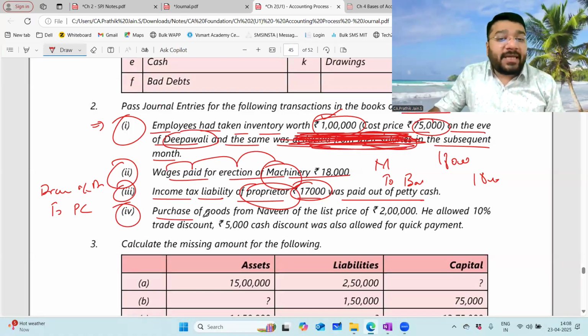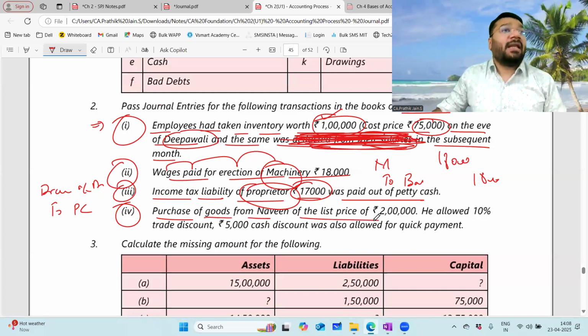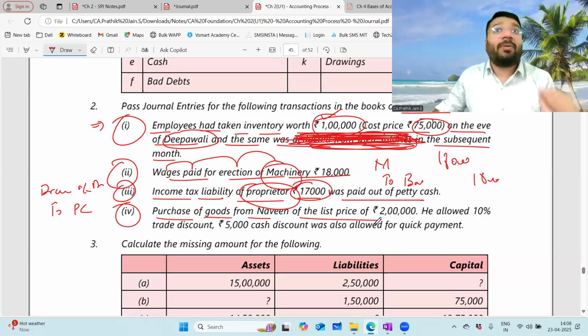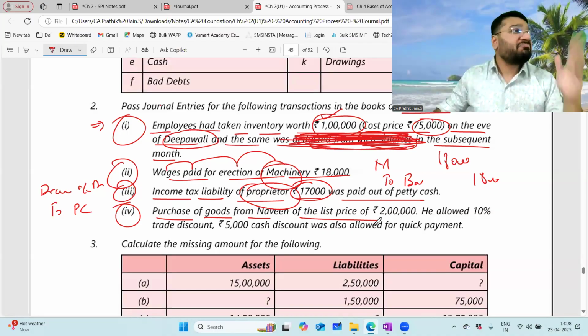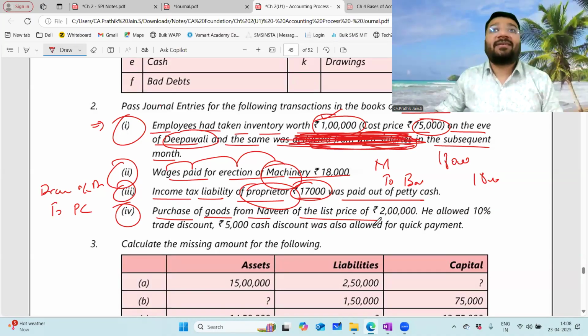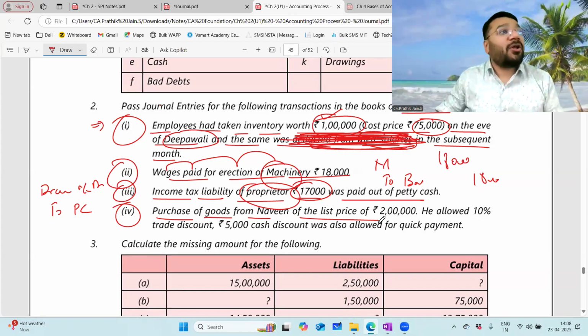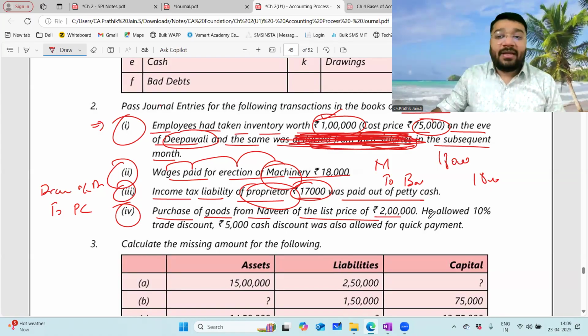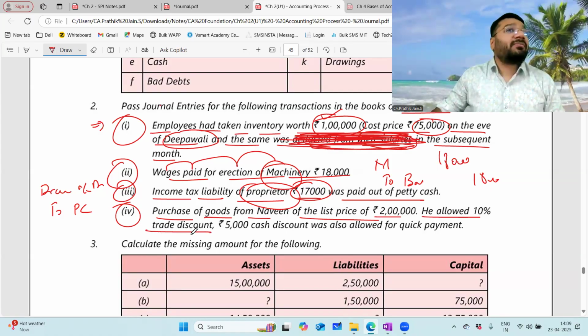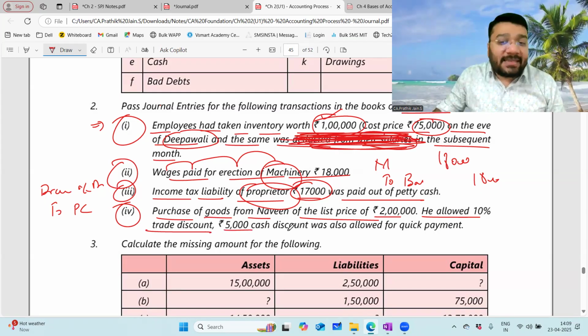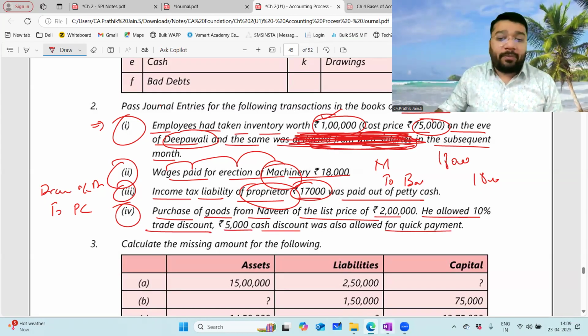Fourth one, purchase goods from Naveen at the list price. Anywhere have you come across the word list price in the entire journal topic? In the ICA module? Now you know what is list price. Also called mark price, also called catalog price, also called gross selling price or gross purchase price. 2 lakh. He allowed 10,000 as trade discount, 5,000 as cash discount for quick payment.